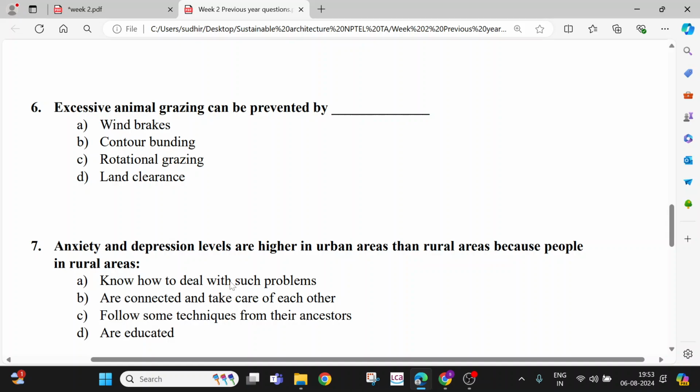Option B. Option B, sir. So these questions were all asked in the previous year's assignment problems, and some of them were also asked in the final examinations.